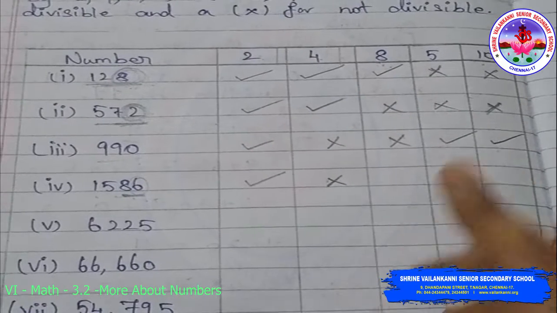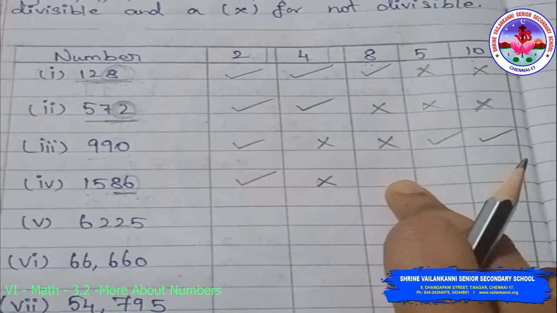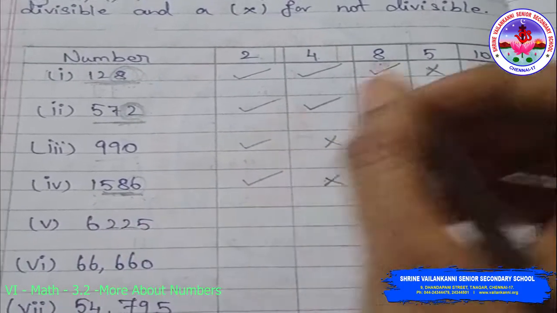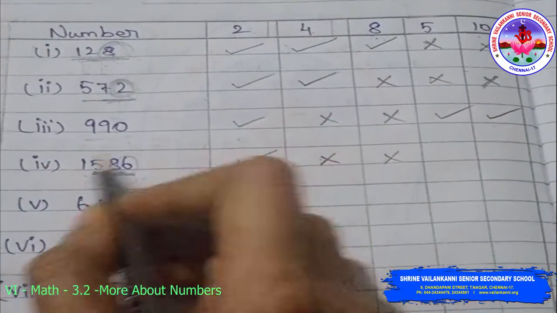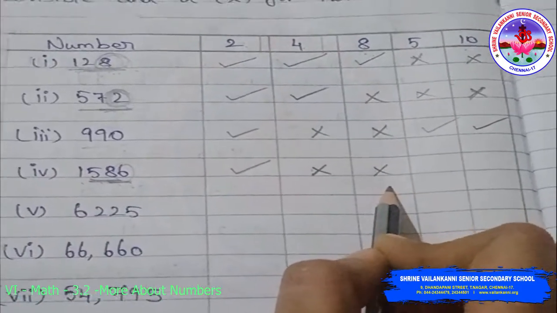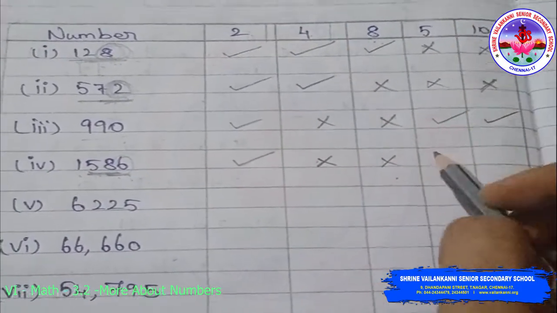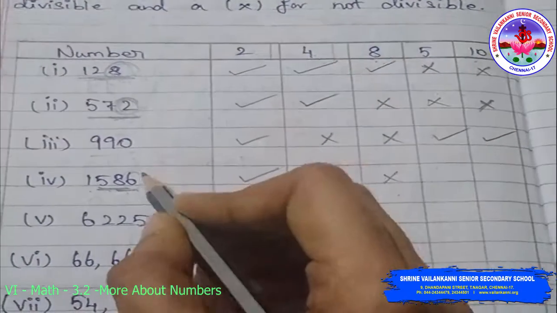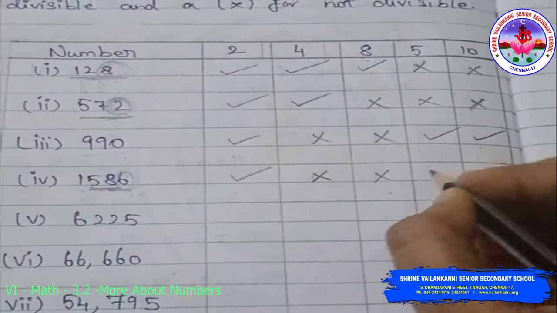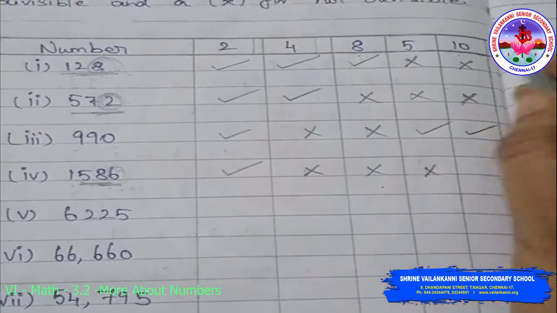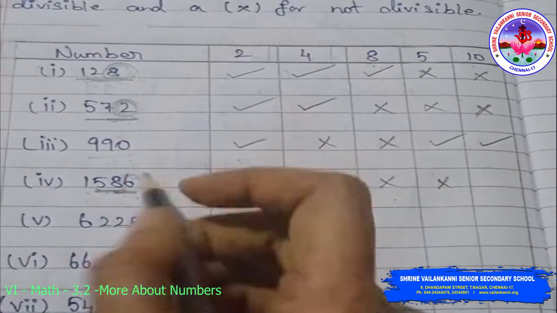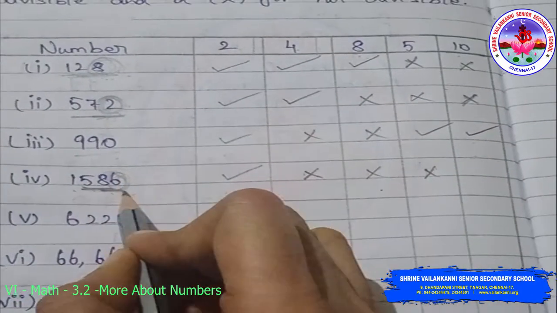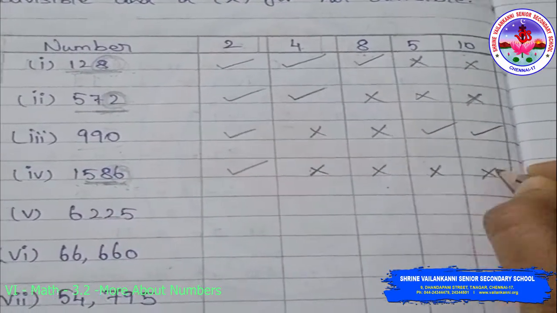The next one is divisible by 8. Check the last 3 digits, 586. 586 is not divisible by 8, so the total number is not divisible by 8. Divisible by 5, the rule is ends with 5 or 0. Here the number ends with 6, an even number, so it is not divisible by 5. Divisible by 10, the rule is ends with 0. Here the value ends with 6, so it is not divisible by 10.